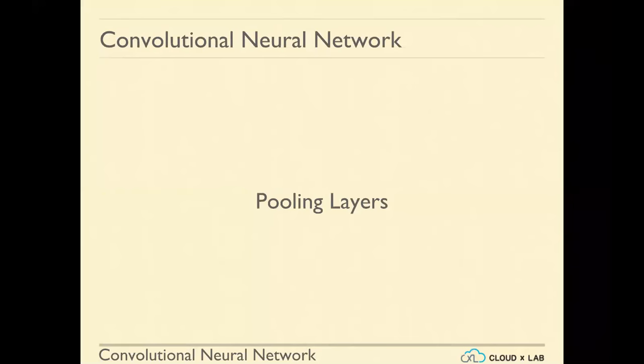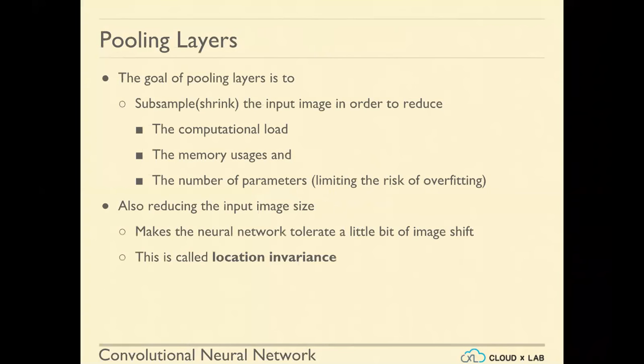All right, then we also discussed the pooling layer. The goal of the pooling layer is to shrink the input image in order to reduce the computational load, the memory usage, and the number of parameters. The pooling layer is like taking an input layer and converting those pixels into just one single pixel. That's all. So it reduces the input image and makes the neural network tolerate a little bit of image shift.